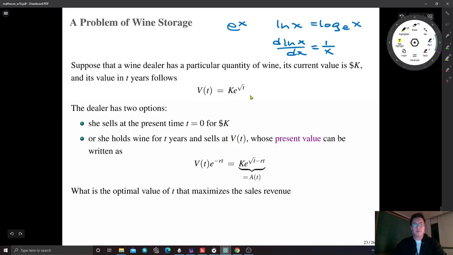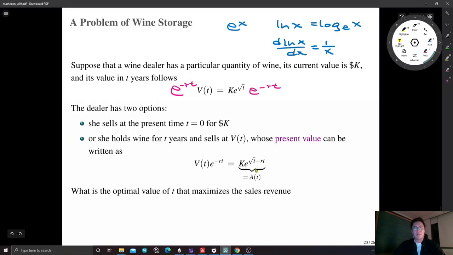So the way to convert this future value into the present value, we can simply multiply by e to the power negative RT. So we come up with a multiplication of two exponential functions, but the base is the same. The base is given by the number e. So the multiplication in that case becomes addition, right? So we can simply combine these two exponents. So the present value is going to be K e to the power square root of t minus rt. R was the annual interest rate.